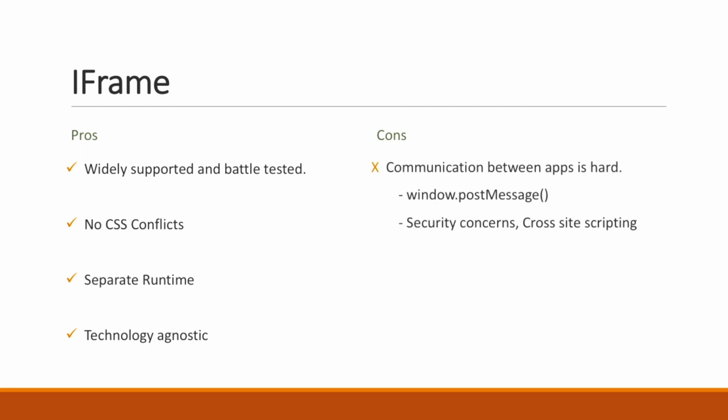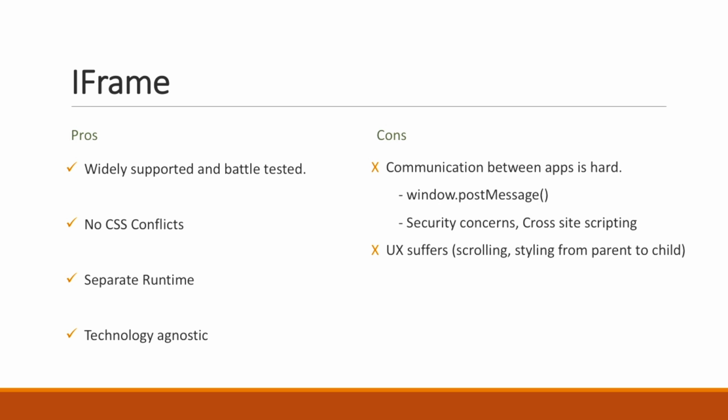the communication between the apps is hard. So that's why the iframe approach is not so popular. When you want to communicate between different apps, you have to use window.postMessage, and there are some security concerns. When you send the message, anybody can intercept, and at the same time, any other site can send you a message also. Which involves cross-site scripting.